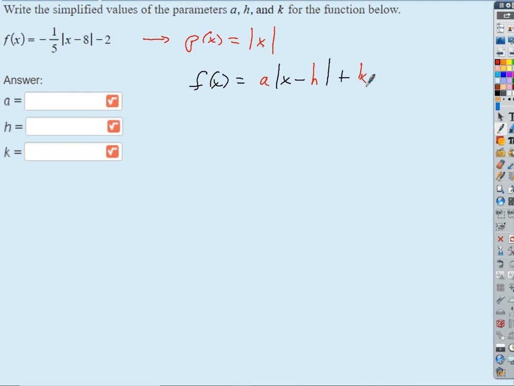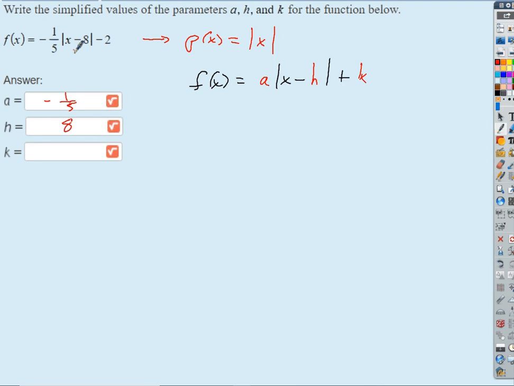So based on our template then, what's the value of a? -1/5. So what's that mean? It's going to be compressed and reflected, okay? What's the value of h? 8. Positive or negative 8? 8. It's 8, isn't it? Because it's what's being subtracted from x. X minus h is being replaced by x minus 8. What'd I do? I just plugged in 8 for h, didn't I?